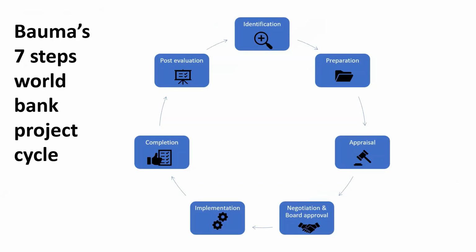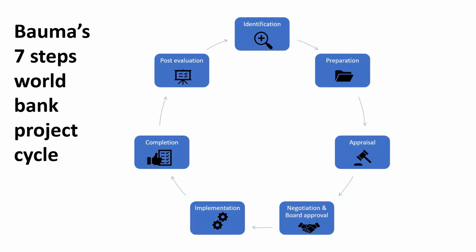Then the BAM 7-step project cycle. For the last few decades, many planning agencies have been using this BAM's World Bank project cycle. It also has 7 pillars. So a project goes through different stages from the beginning to the end, as discussed earlier.